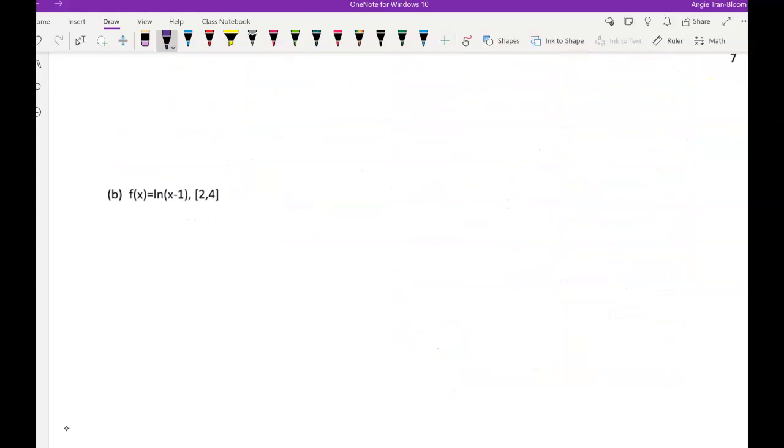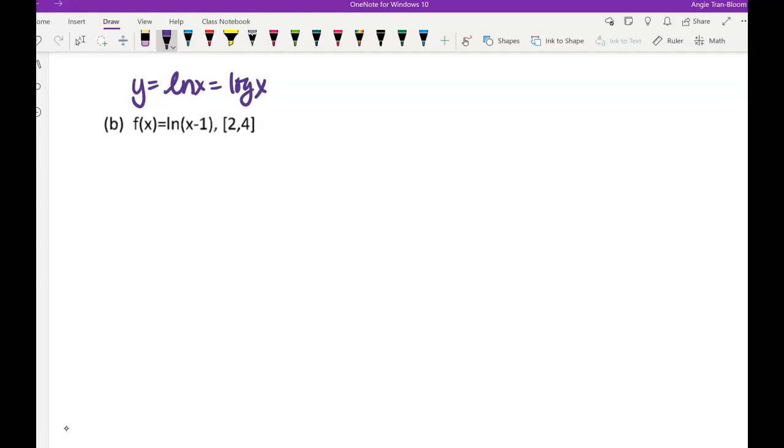In example B, same exact set of directions, but this time it's giving us f of x equals natural log of x minus 1. Now keep in mind, students, for natural log or log, the domain is that x could never be 0 and x could never be negative. So x has to be bigger than 0. Actually, x could be 1, because log of 1 is just going to be 0.